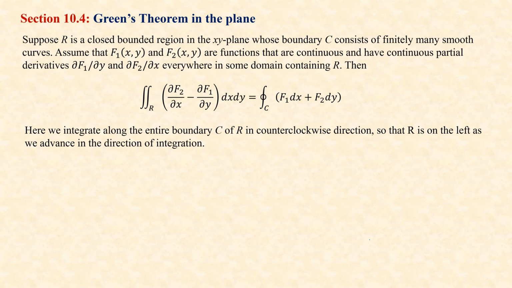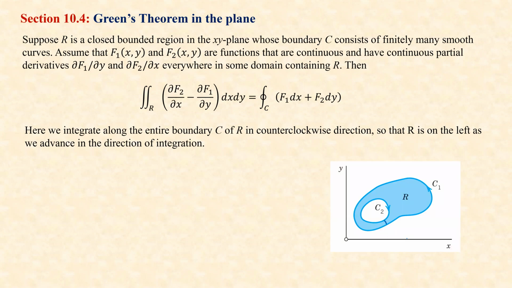We integrate along the entire boundary C of R in the counterclockwise direction, so that R is on the left as we advance in the direction of integration. What does that mean? When you have a region like this, we make a cut here. This is not a simply connected region, it's a doubly connected region. And what this means is that when you go over the curve here, you go in a way that the region is always to your left. Right? It's always to your left going this way.